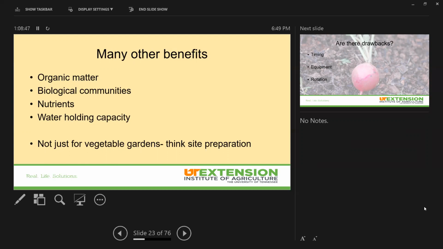But just the fact that they are a root crop, they help to break up that soil, and then they just kind of dissolve, and you've got good organic matter there. It builds up those biological communities. It adds some nutrients. It helps with the water holding capacity. And it's not just for vegetable gardens. Think site preparation. And the way that I used them, it was a new house, even though I had them scrape the soil off and put it in a pile, which sat there and grew weeds until the house was ready.